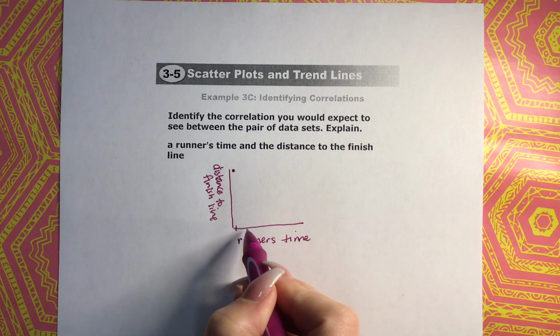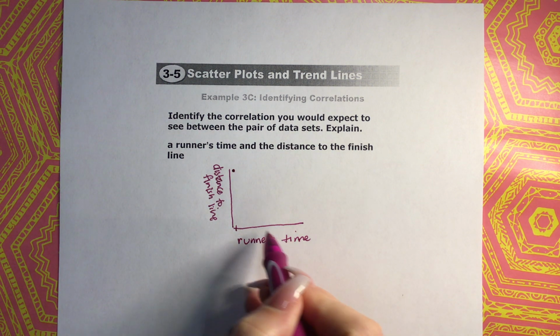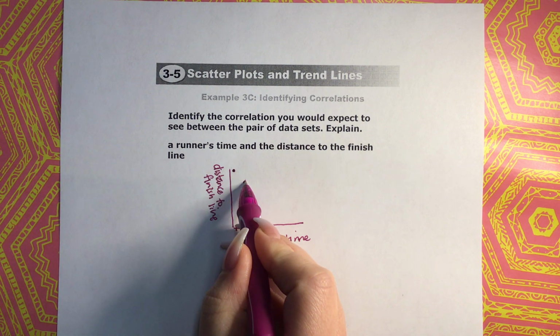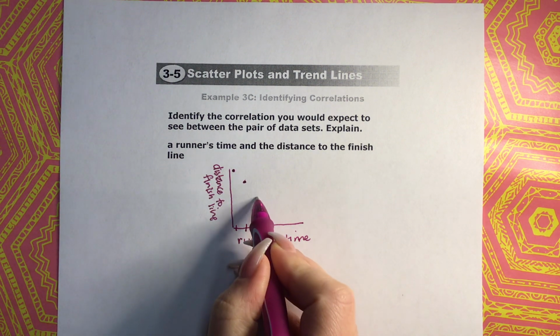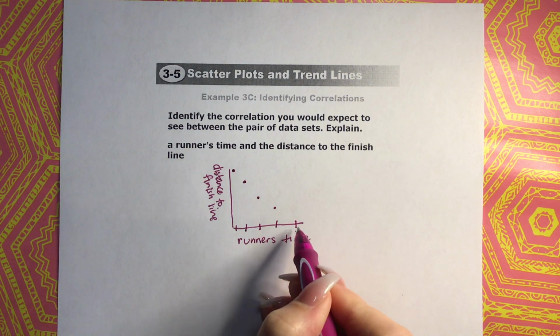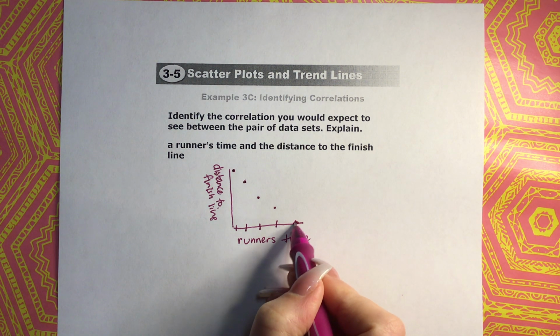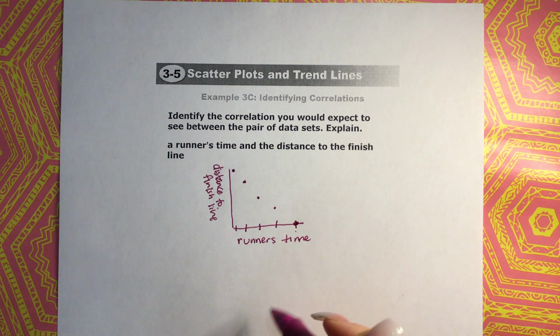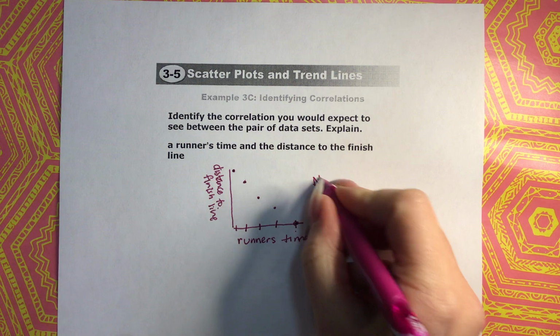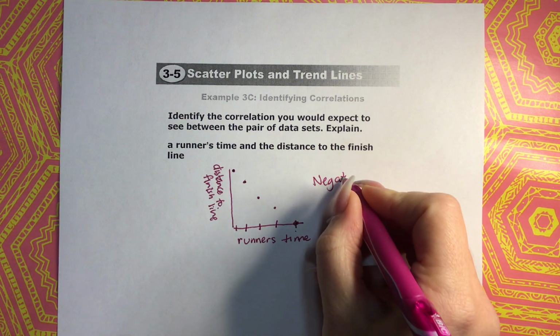But as the runner's time increases, the distance to the finish line gets smaller and smaller and smaller until you hit however long it took the runner to run the race, and then the distance to the finish line would be 0, right? So this is a wonderful example of a negative correlation.